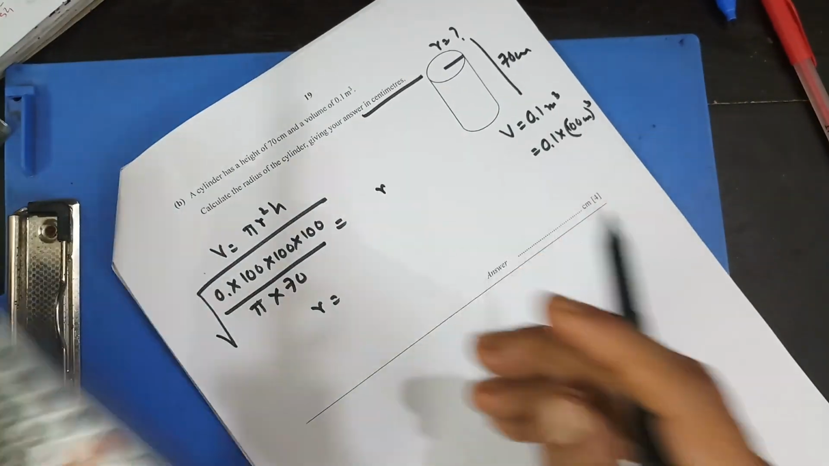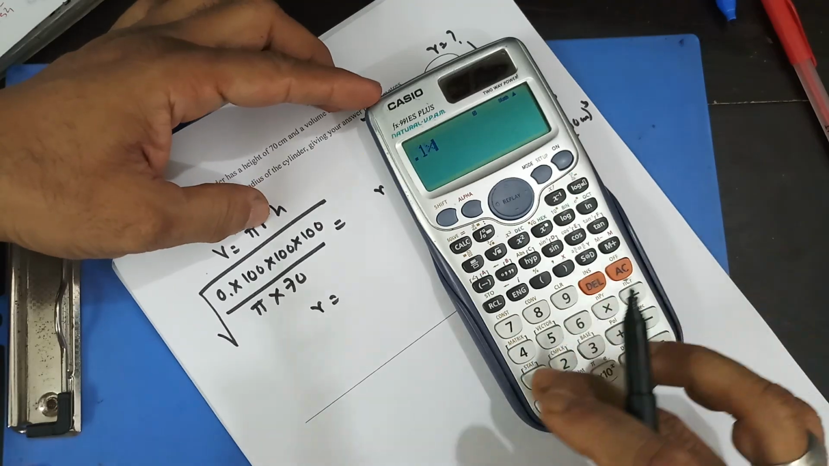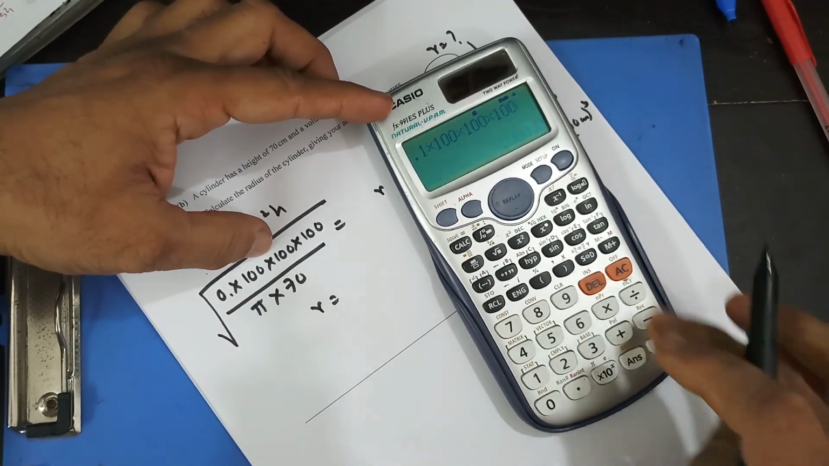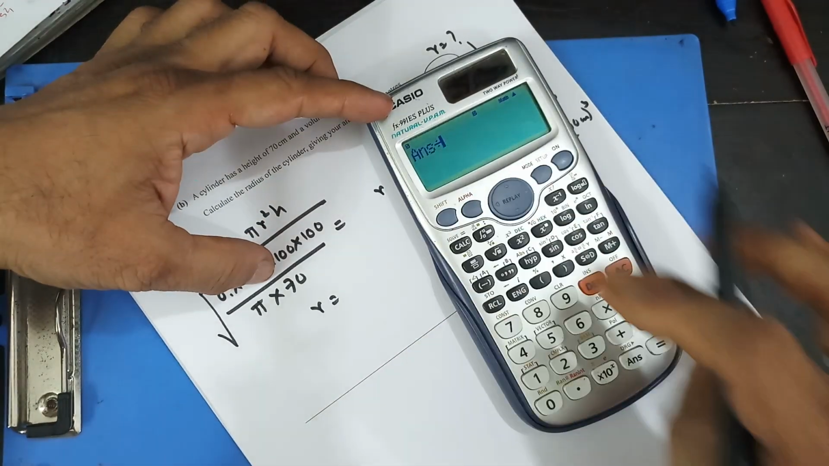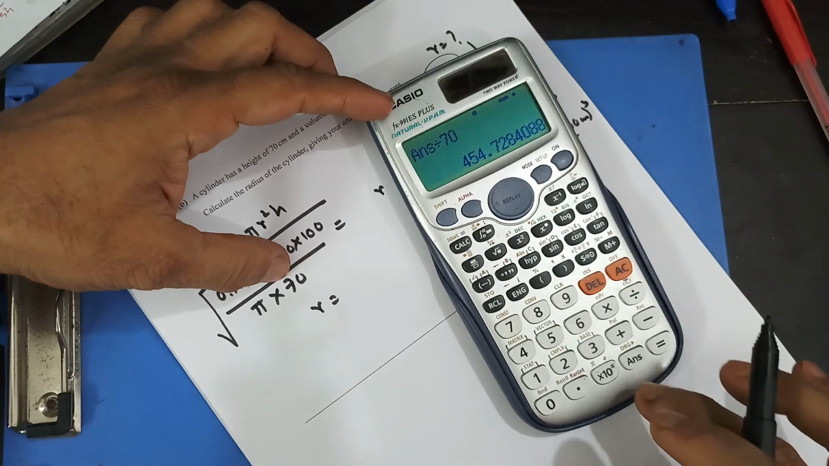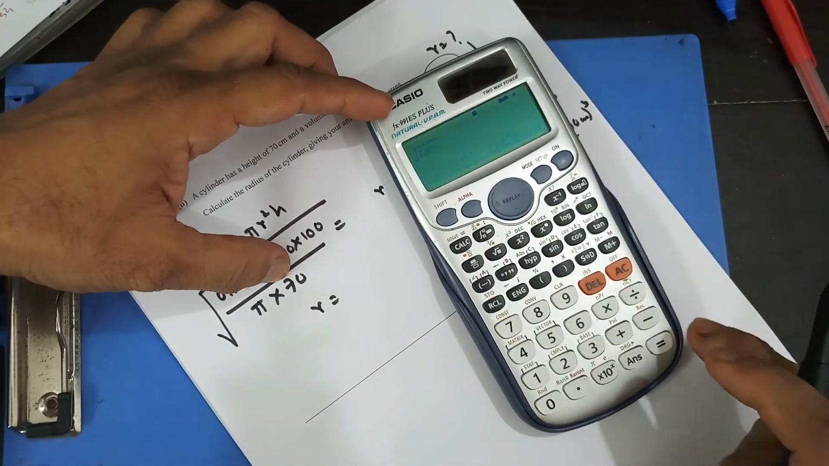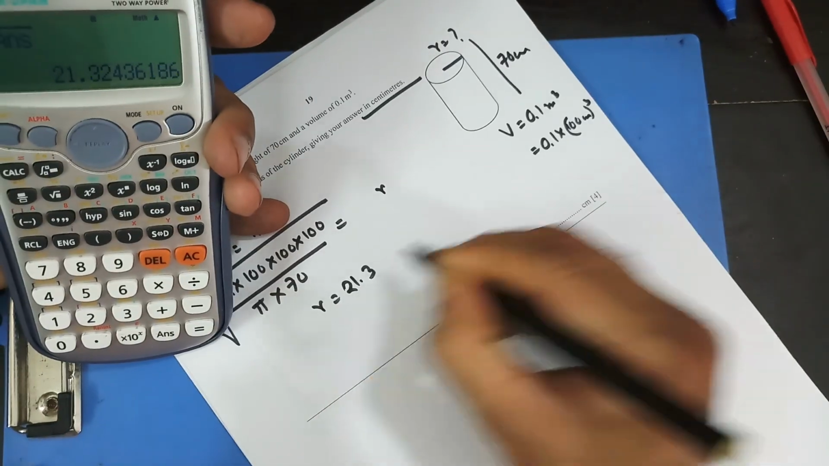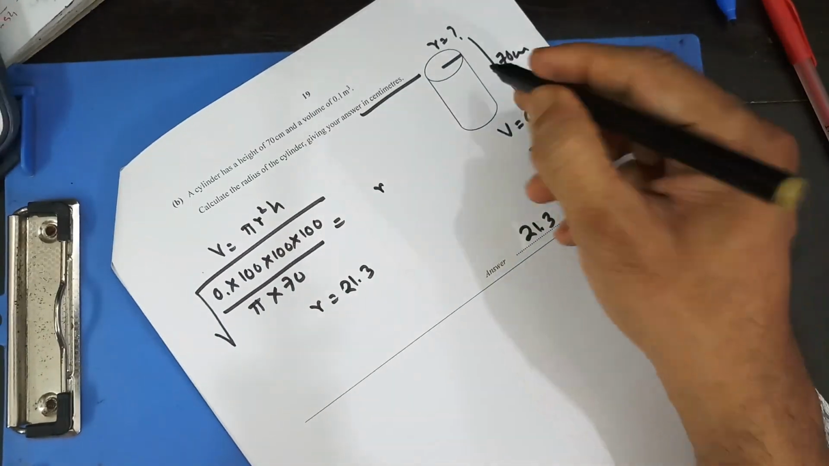So r is going to be the square root of 0.1 times 100 times 100 times 100, divided by pi, then divided by 70. The square root of that, I got 21.3. So 21.3 centimeter, that's my radius.